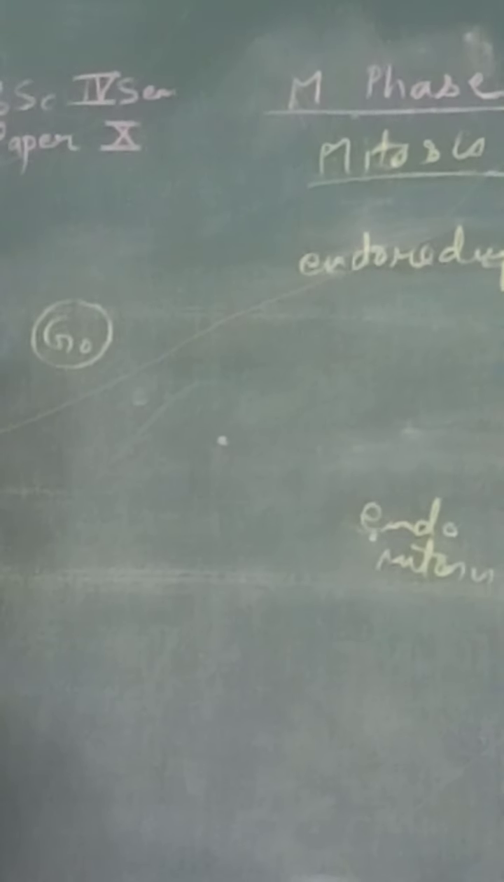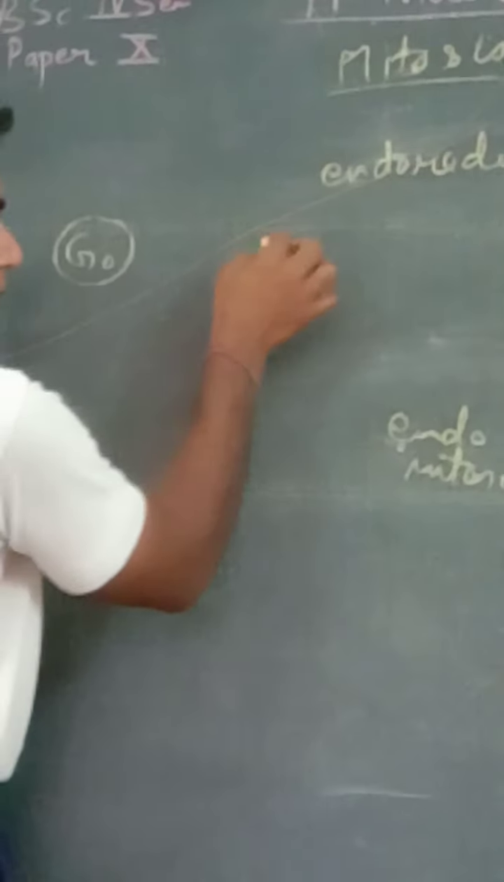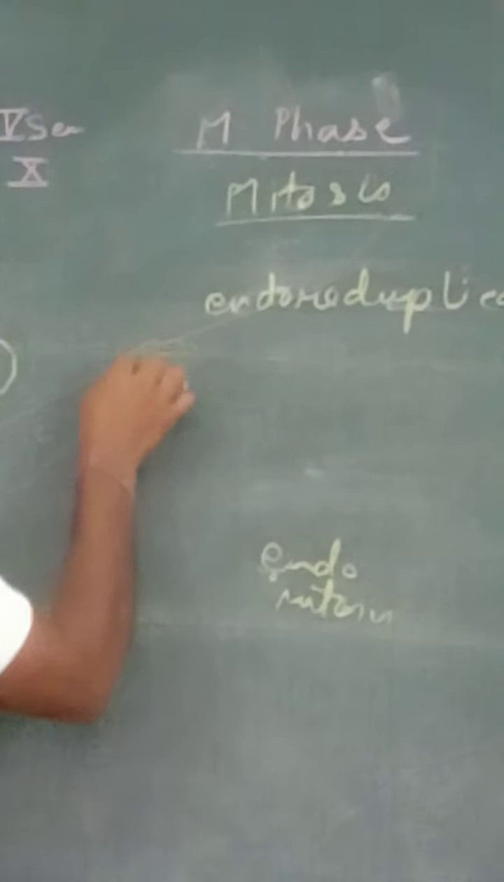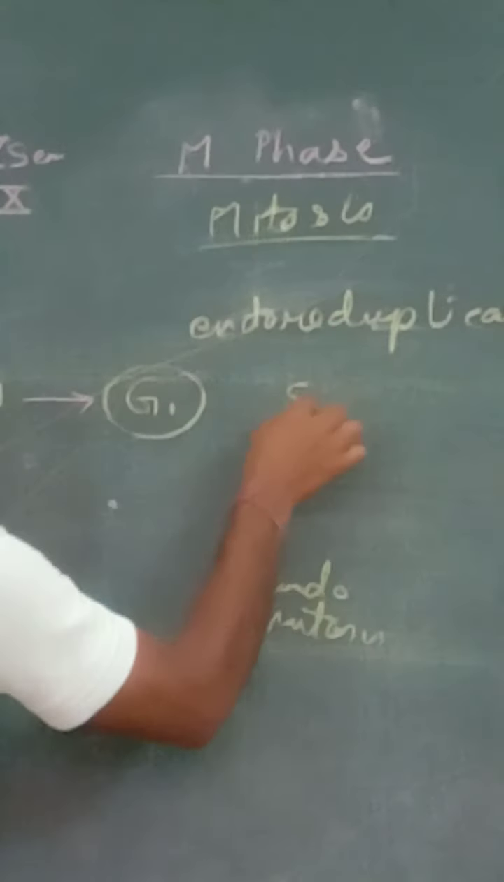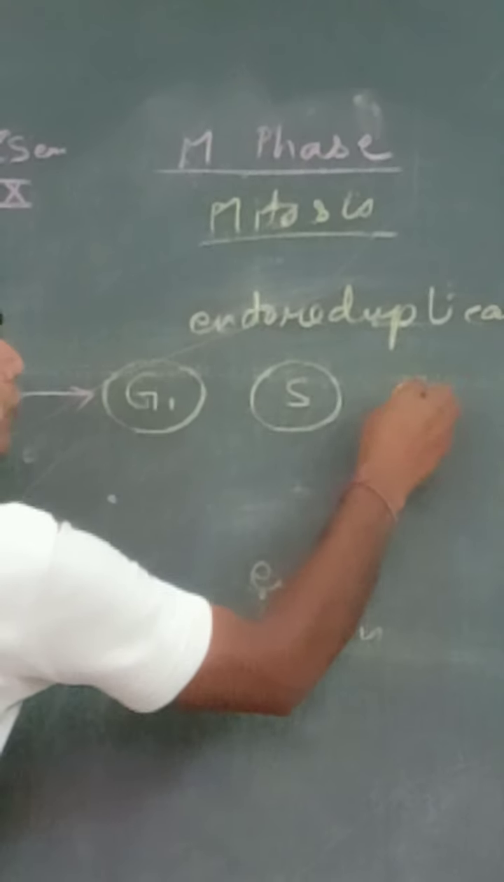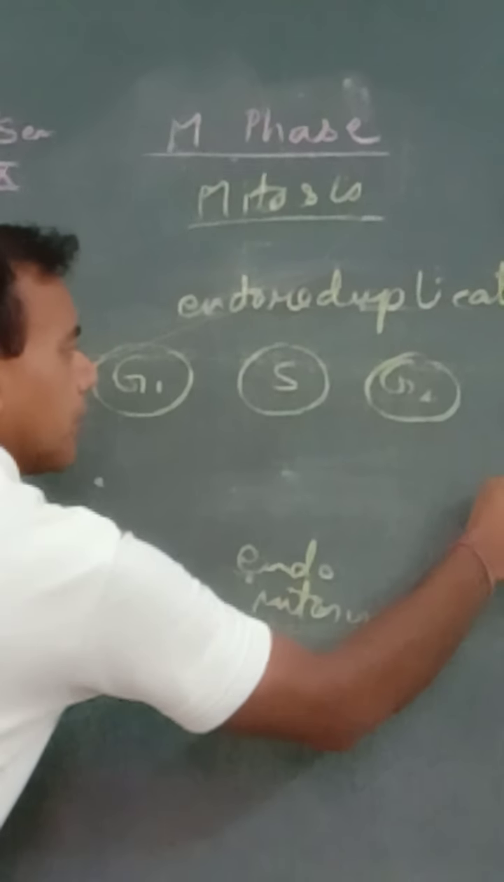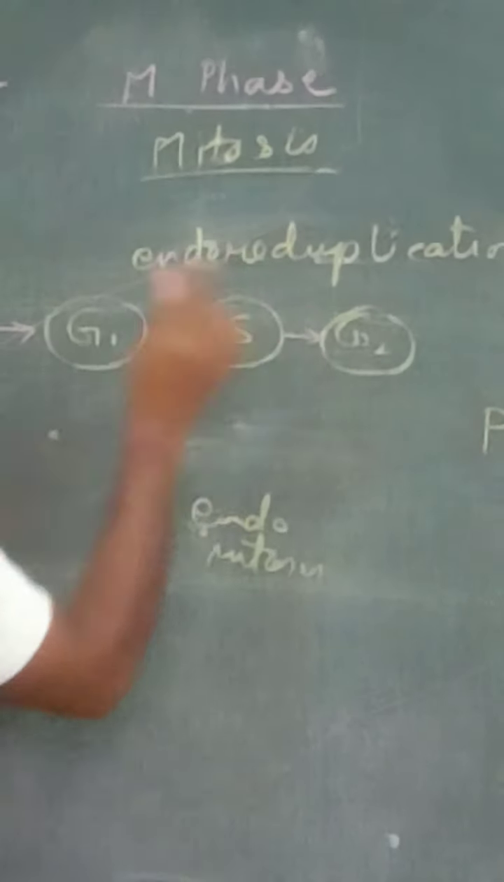For understanding these two abnormalities, let's start with G0, which is the stage when the cell is not going to divide. If it gets a signal and it enters into the interphase, that is, it is going to divide: G1, S, G2, then coming to P, that is prophase. Now these are the different stages of interphase: G1, S and G2.